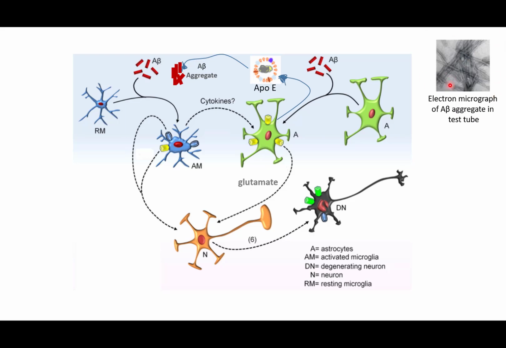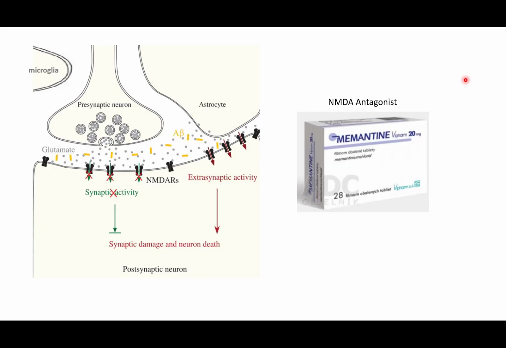This is just for your interest. This is what an amyloid beta aggregate looks like in a test tube. That's an electron micrograph. That's what it actually looks like when individual amyloid beta peptides just aggregate together. So now you have that glutamate neuron, right? That's going to be overstimulated.